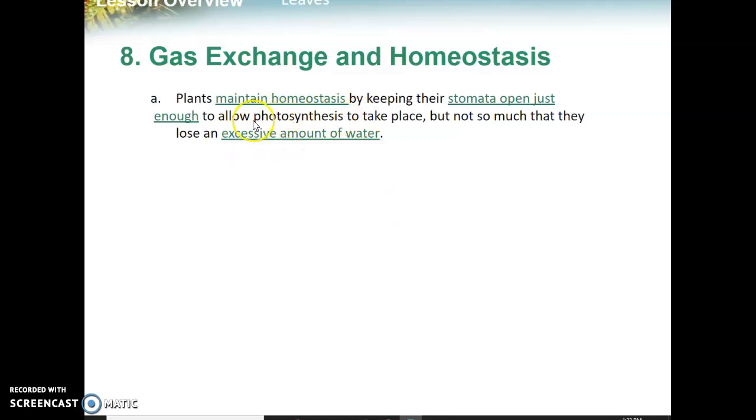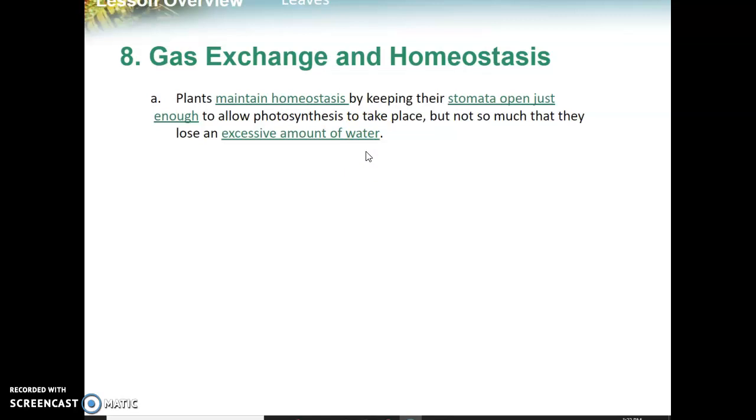Photosynthesis is the plant making its food. So if it doesn't open its stomata, it can't do photosynthesis. And if it can't do photosynthesis, it's going to literally starve to death. But if it opens its stomata too much on a hot day when there's not much water, maybe it hasn't rained much, then it can lose too much water and die from lack of water. So it's got a balancing act to play to maintain homeostasis.